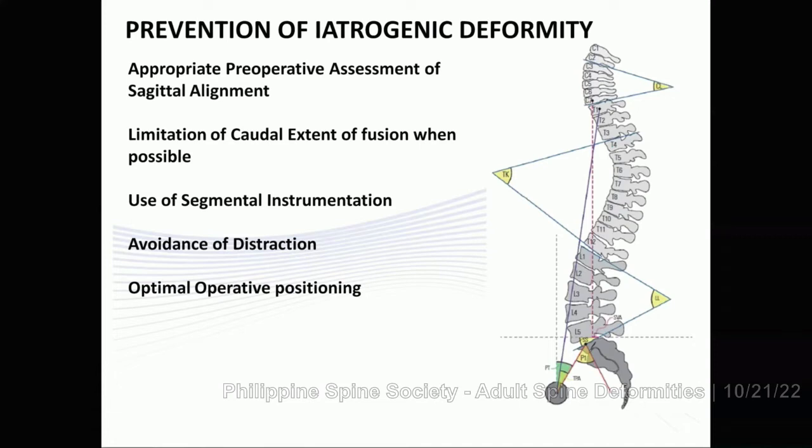The use of segmental instrumentation and pedicle screws with avoidance of distraction in the lumbar spine can help minimize iatrogenic spinal deformity. And of course, optimal patient positioning during surgery is desirable. This may be achieved even if you have a Wilson frame. Just put pillows underneath the thigh of the patient to promote hip extension and lumbar lordosis.